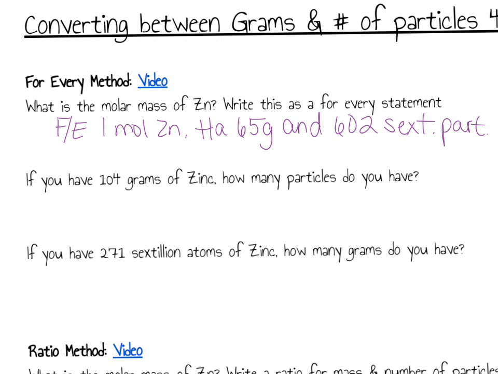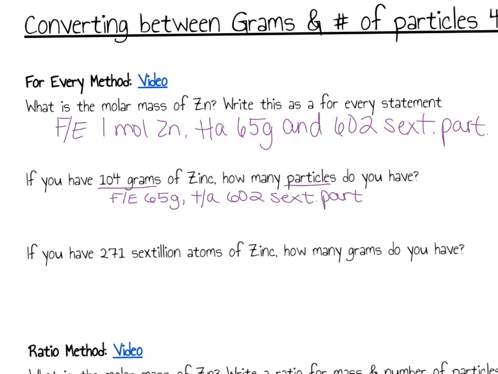Okay, so when we're doing our for every statement with this, technically I have 3 different variables in my for every statement, but I only can focus on 2. So I'm going to focus on grams, and I'm going to focus on number of particles. So I know, again, from my for every statement above, for every 65 grams, there are 602 sextillion particles.